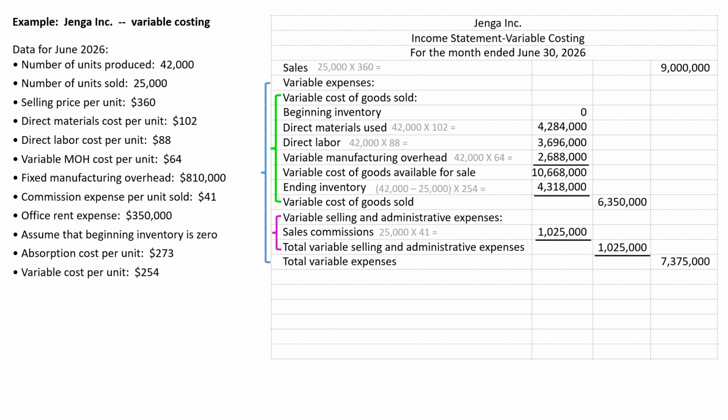Focusing on column number 3, we take sales, $9 million, minus total variable expenses, $7,375,000, to get $1,625,000 contribution margin.